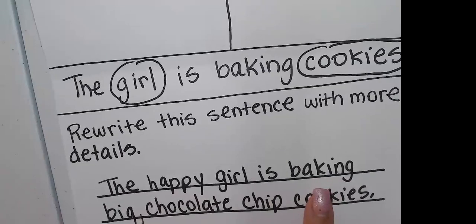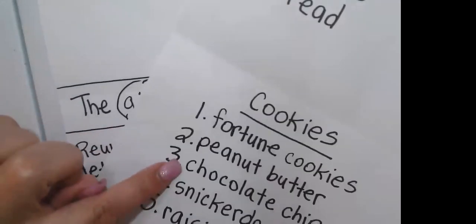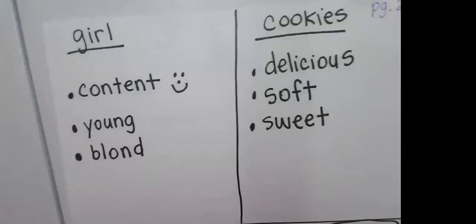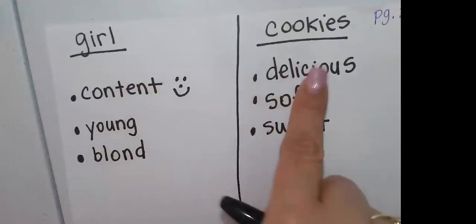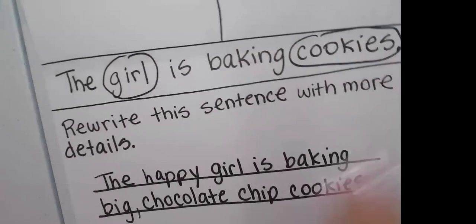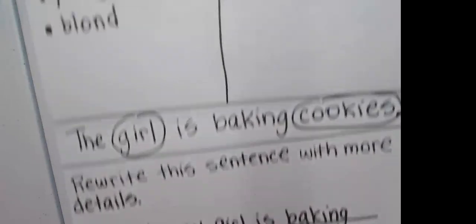Excellent. You're going to take your 2 pages, page 1, where we had the list of things that you can bake and the list of cookies, and then page 2, where we had describing words that refer to the girl and to the cookies. And with your new sentence, you're going to take these 2 pages and upload them to Google Classroom or do whatever your teacher assigns you to do.